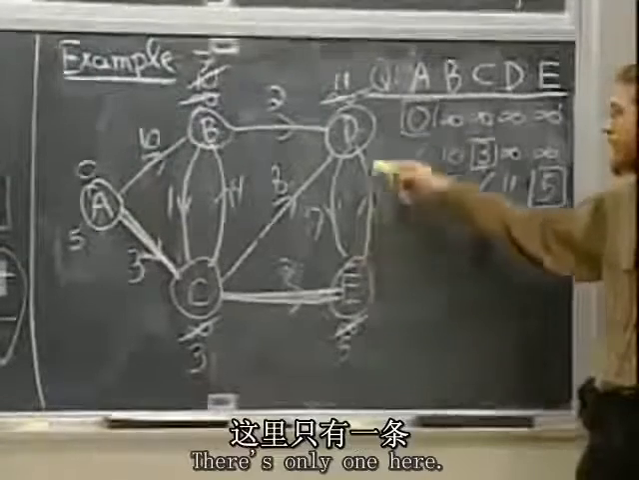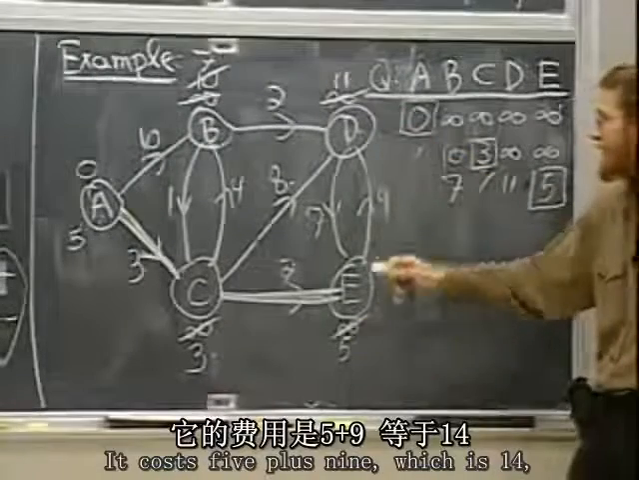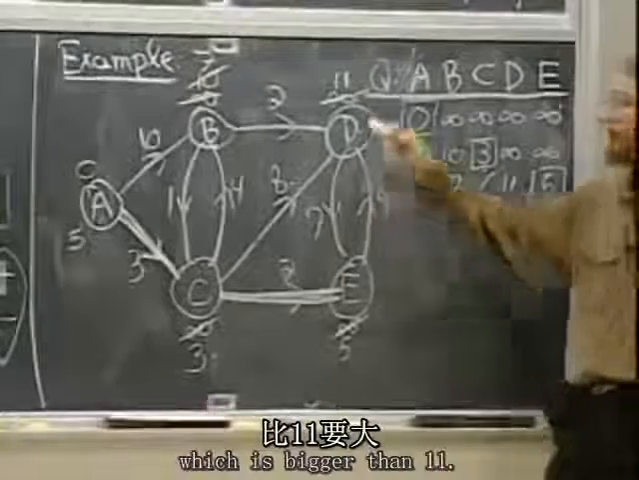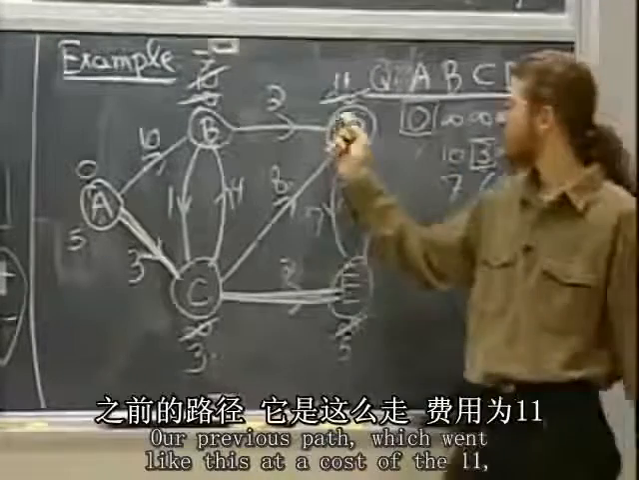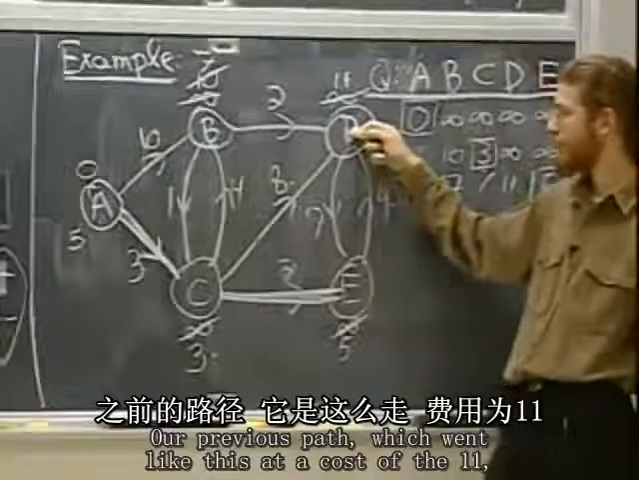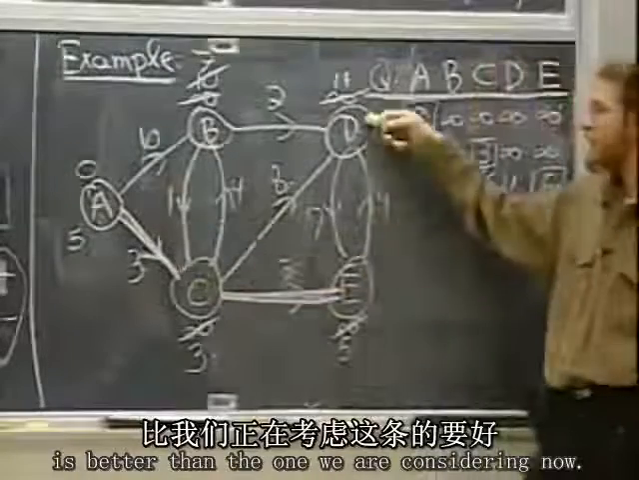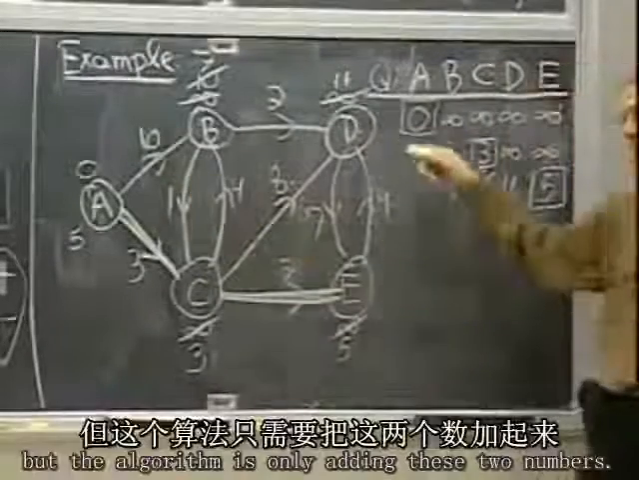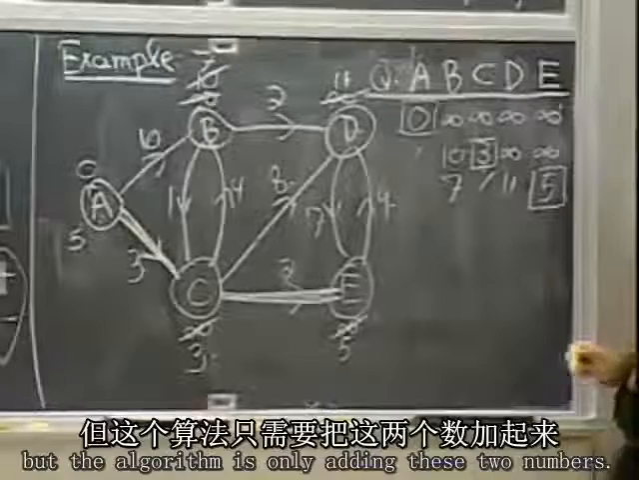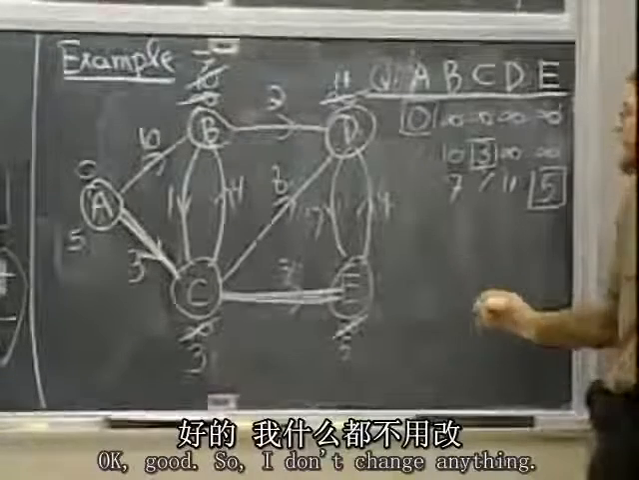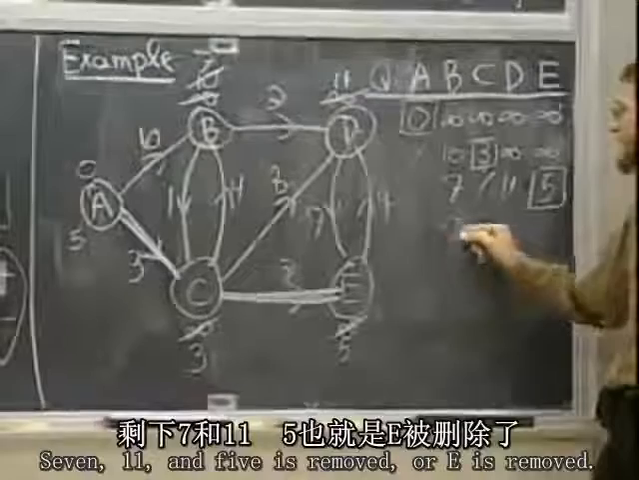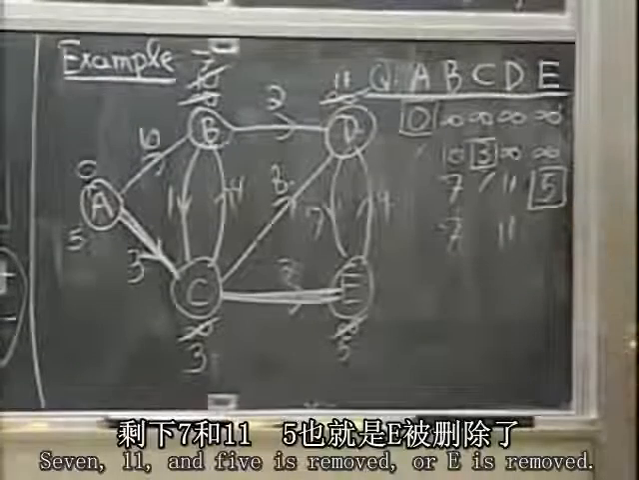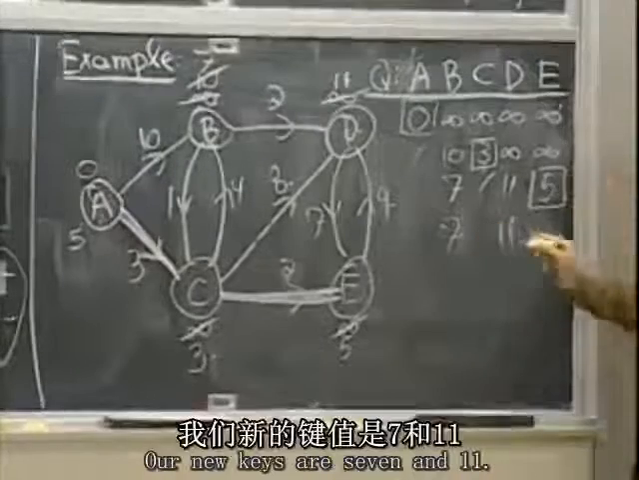There's only one here. It costs 5 plus 9, which is 14, which is bigger than 11. So no go. That's not an interesting path. Our previous path, which went like this at a cost of 11, is better than the one we're considering now. I'm drawing the whole path, but the algorithm is only adding these two numbers. Okay, good. So I don't change anything. 7, 11. And 5 is removed, or E is removed. Our new keys are 7 and 11.